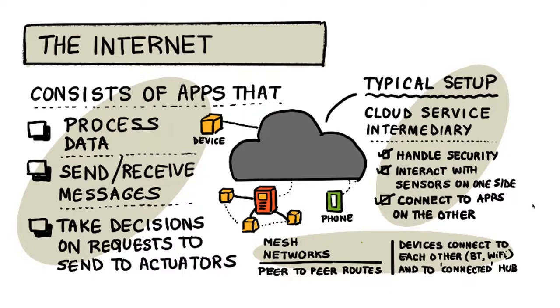Sometimes they don't even go to the cloud. Sometimes you have Internet of Things networks that are self-contained. They just talk to each other, gather data and make decisions themselves. But in general, a lot of what you see of the Internet of Things is connected to the cloud.